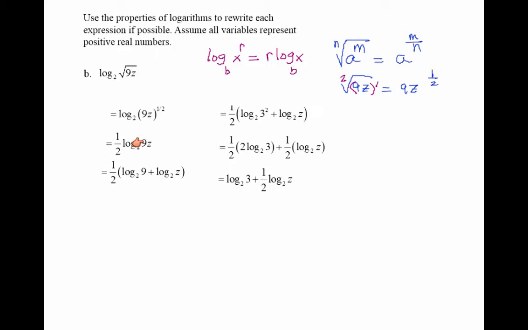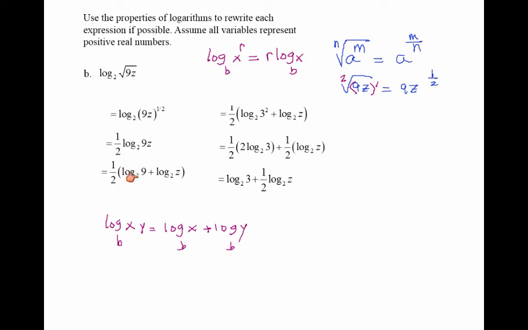We're going to look at this. If it's a product, quotient, or power of something, it means we can expand it. Here there's a product, 9z. If I have log of x y, I can write it as log of x plus log of y with the same base b. The base would be the same for all of them. So log of 9z would be log of 9 plus log of z. This 1/2 belongs to both of them, so I'm going to write a parenthesis here. So we have 1/2 times log of 9 plus log of z.